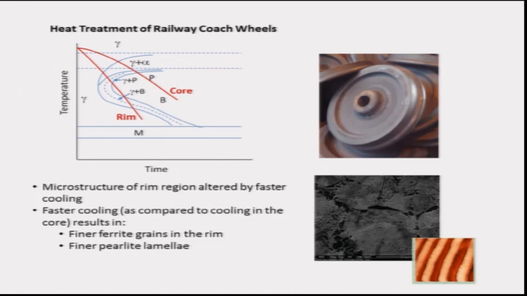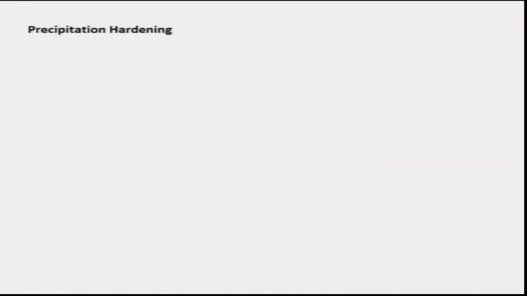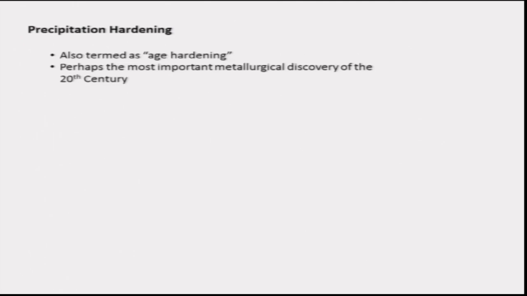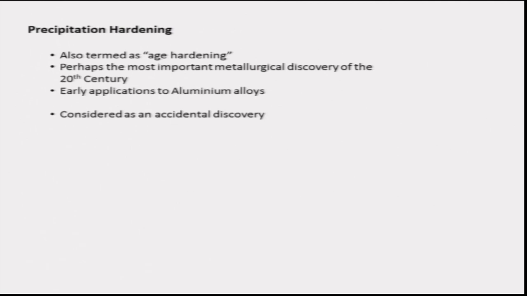Now, one final application, and an extremely important application, is precipitation hardening. It is also termed age hardening, and it is perhaps one of the most important metallurgical discoveries of the 20th century, which changed the way materials got used, and in fact it enabled aluminum alloys to become very useful engineering materials.